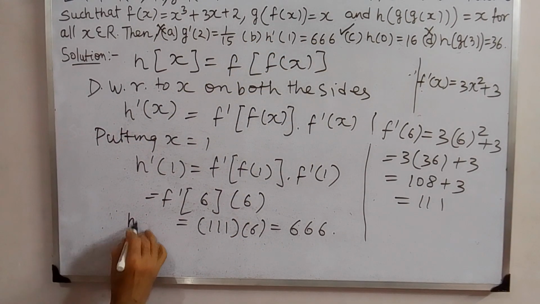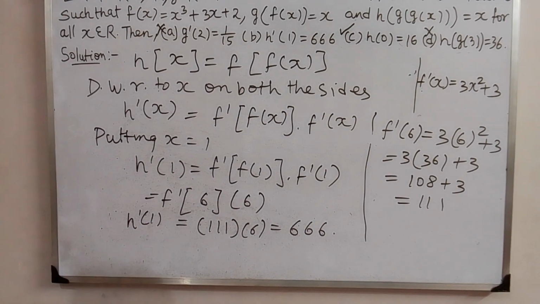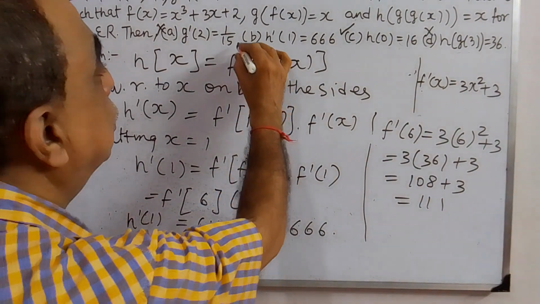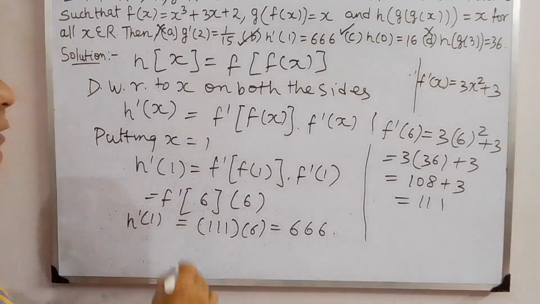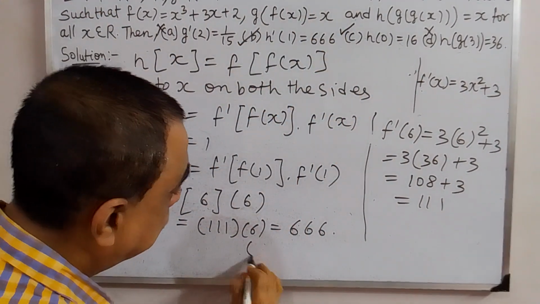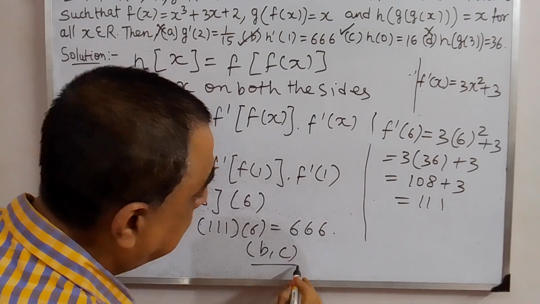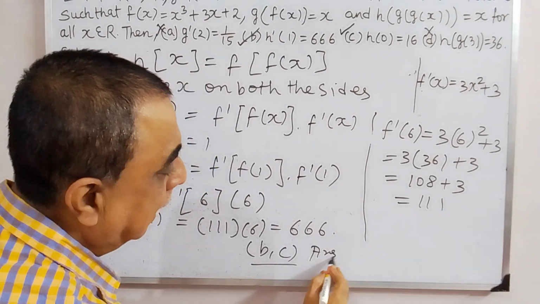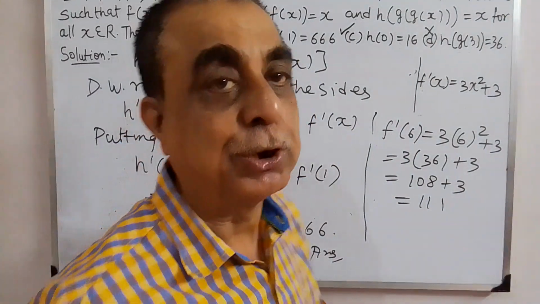Now check here, h dash 1 is carrying 666. We are also getting h dash 1 equal to 666. So option B is also correct. So which are the correct options in the given question? B and C. So B and C are the correct options, and A and D are the wrong options.